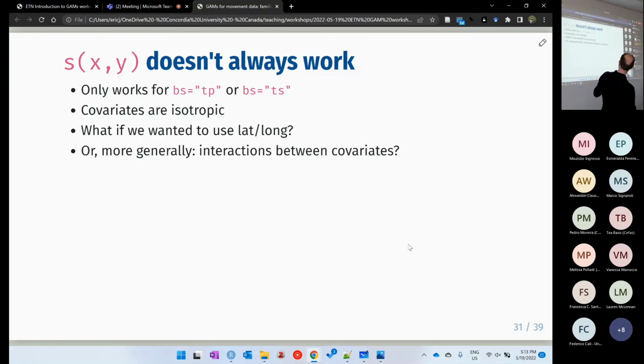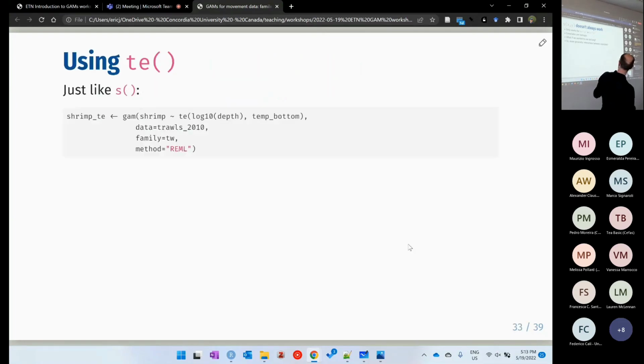So here we actually use another type. Instead of using S, we just use this term called TE. It stands for tensor product. Again, an overly complicated term, it basically just means it's multiplying the two smooths together, and it lets them be differently smooth in different directions. So we just swap TE into the GAM for the shrimp GAM here. We're modeling now, say, depth and temperature at bottom. We're modeling biomass as a function of these two.